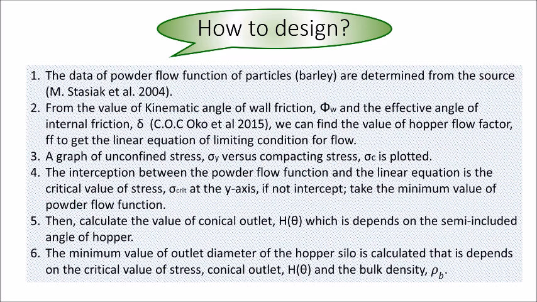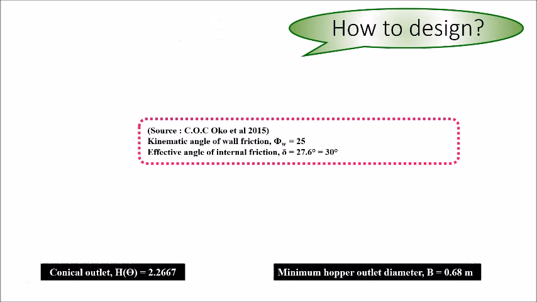Firstly, we got the data of powder flow function of particles from a journal. Second, we find the value of hopper flow factor. Third, we plot a graph of unconfined stress versus compacting stress. Next, the critical value of stress is determined by the intersection between the powder flow function and the linear equations. Lastly, we calculate the value of conical outlets followed by the minimum value of outlet diameter of the hopper silo.